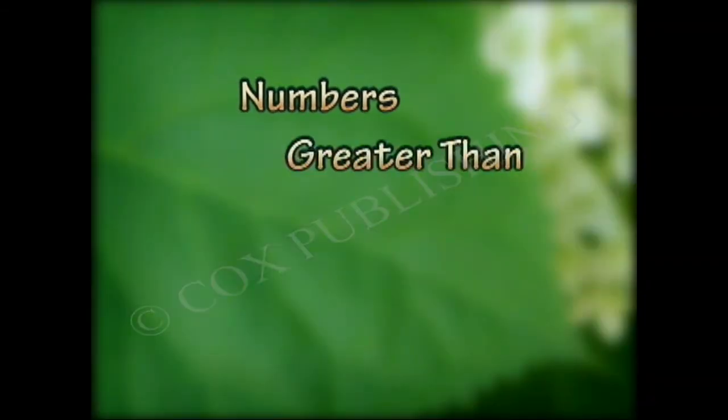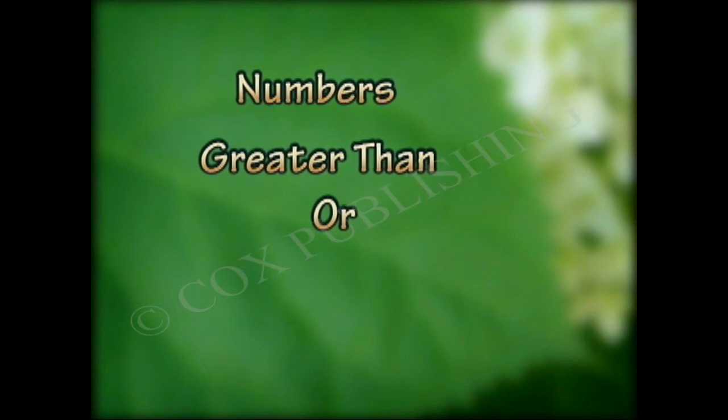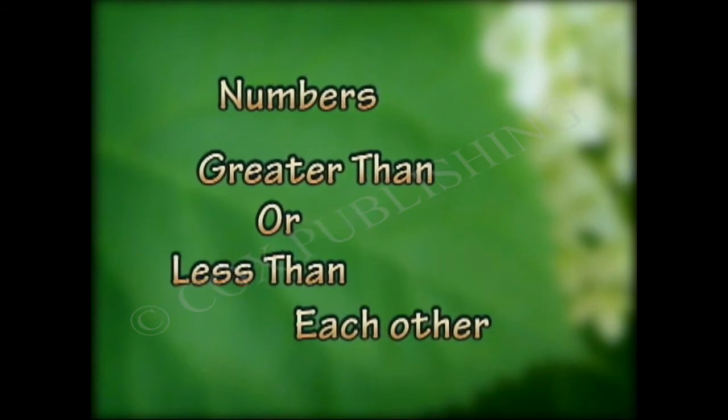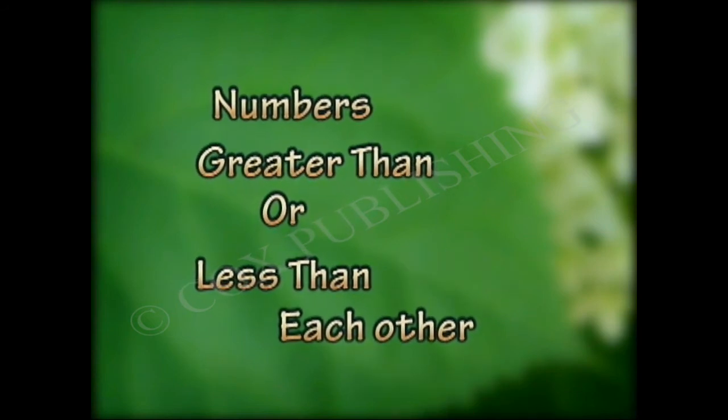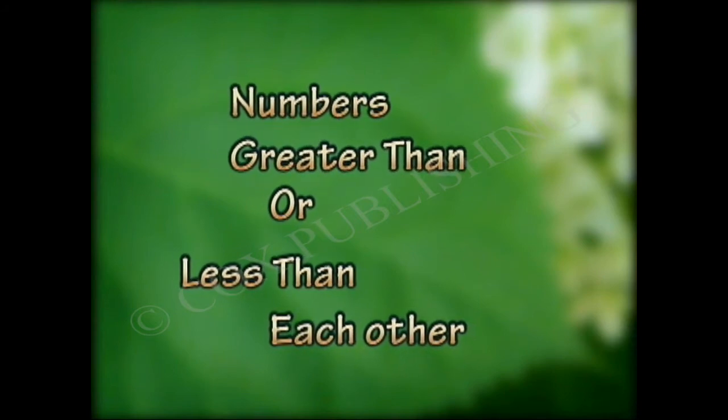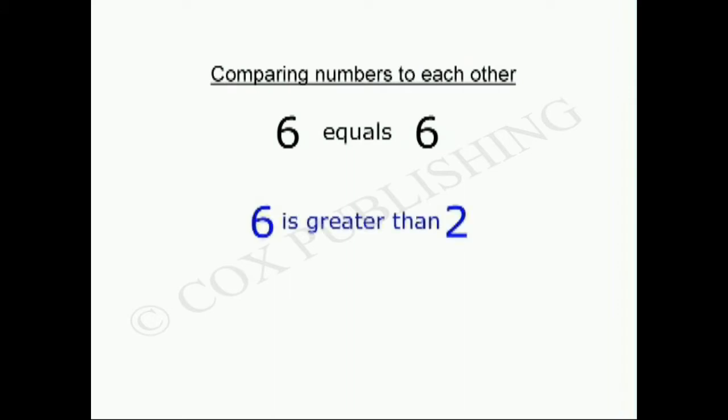Now that we know how to change fractions to decimals and decimals to fractions, let's move on to comparing numbers to each other. There are 3 ways 2 numbers can be related to each other. They can be equal to each other, one can be larger than the other, or one can be smaller than the other, depending on the order in which you read them.